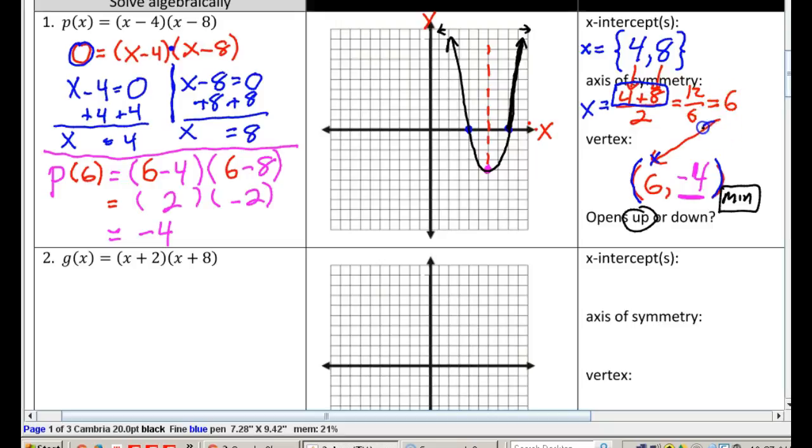And then I took 6, and that's the x-coordinate of my vertex. Always, always, always, the x-coordinate of your vertex is your axis of symmetry. Then I took 6, and I plugged it into the original equation. Simplified those two, got two numbers, multiplied those two numbers together to give me the y-coordinate of my vertex. Then after that, I could graph a nice smooth parabola, and I could see if it opens up or down. So I circled up or down.